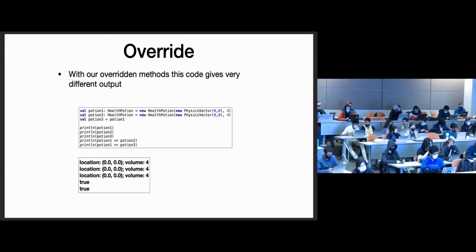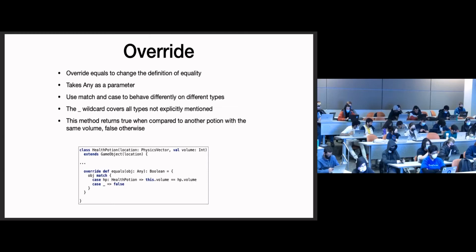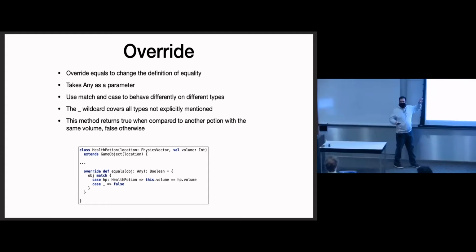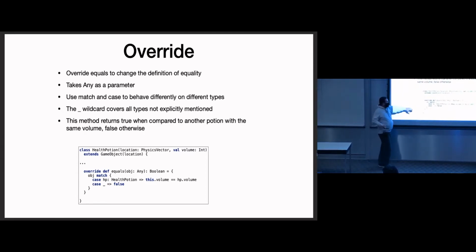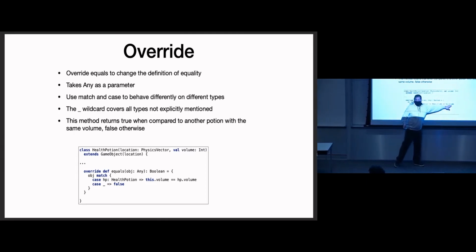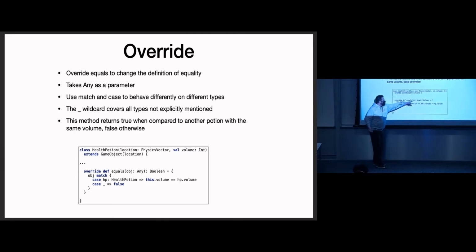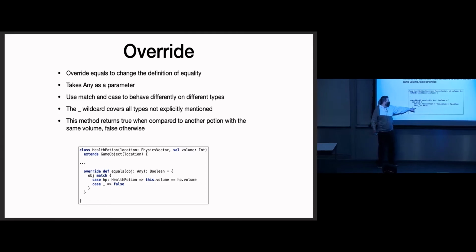Potions to dodgeballs. Actually, on the next slide, you were only comparing potions. So if I said potion1 equals dodgeball, that's going to get caught here. This is saying if it's of type health potion, this is how you compare them. If the object that we're comparing to is of any other type, this is a wild card, which says any other type that's not health potion, just straight up return false. So if the type is dodgeball, it's just going to return false. It's going to say they're not equal.